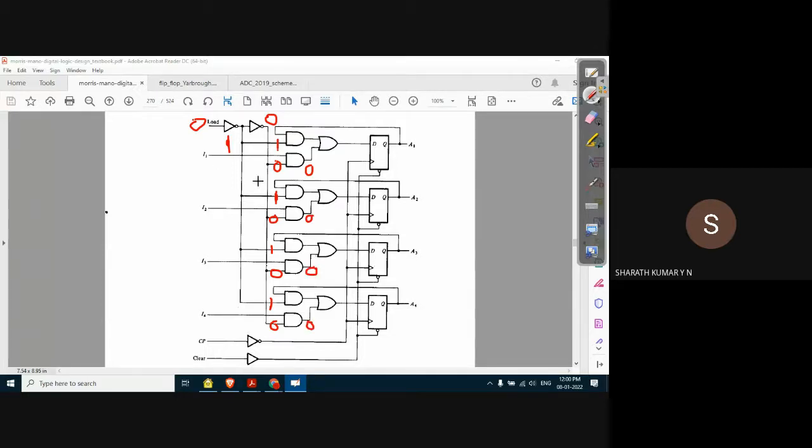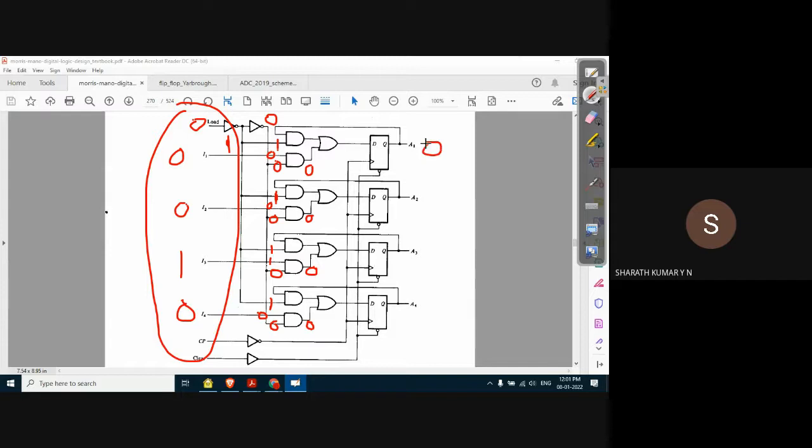Very simple. Now the input is applied. Let us take one simple example, 0 0 1 0. So this input is 0, this is 0, this is 1, and this is 0. What is the output? The output of the first stage AND gate depends not only on the load and the input, it also depends on the previous state of the flip-flop. Let us assume, just for analysis purposes, that initially it was 0.